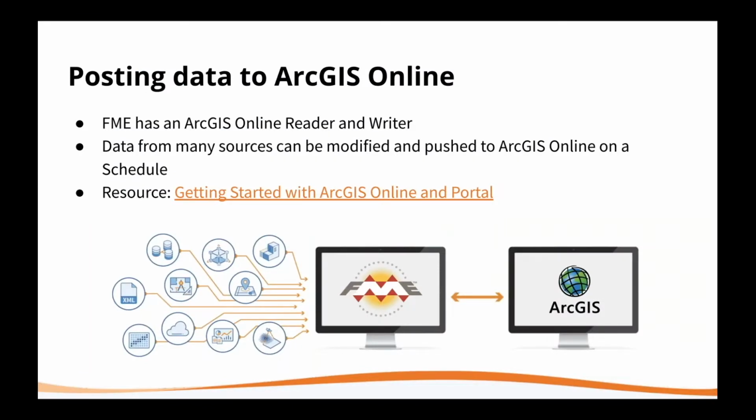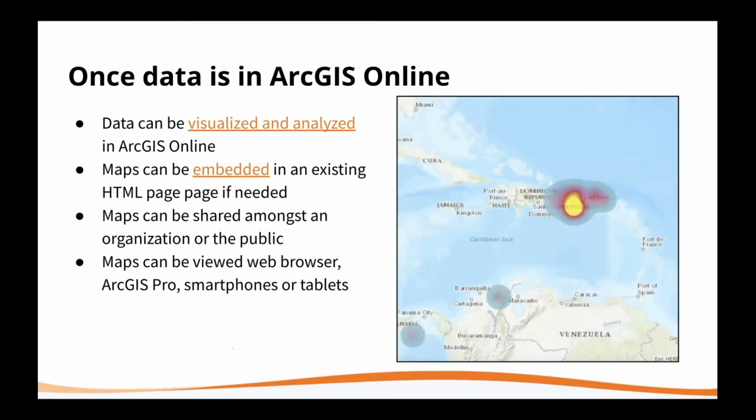So again, I mentioned that we work with Esri a lot and ArcGIS Online. FME has a built-in ArcGIS Online reader, so you can get data from ArcGIS Online, and a writer as well, so we can push data to ArcGIS Online. So data from many sources can be combined, modified, and pushed to ArcGIS Online. And we have a really good tutorial there about how to get started working with ArcGIS Online or Portal.